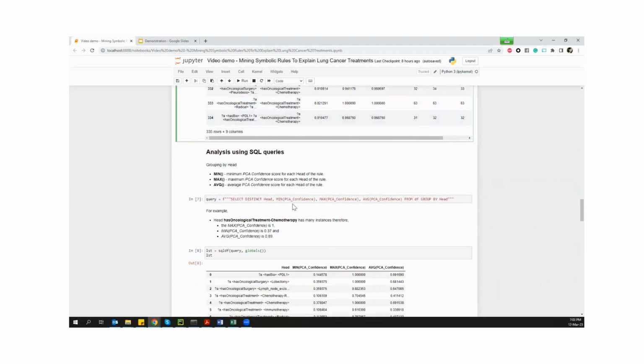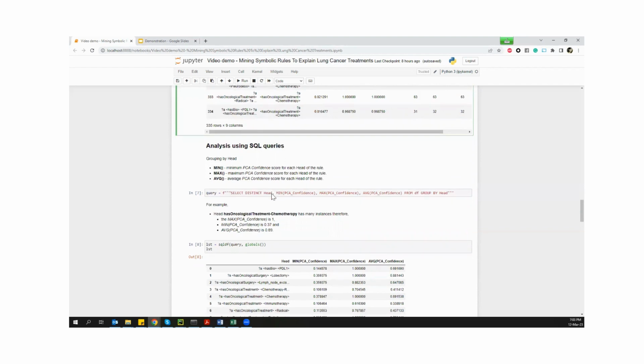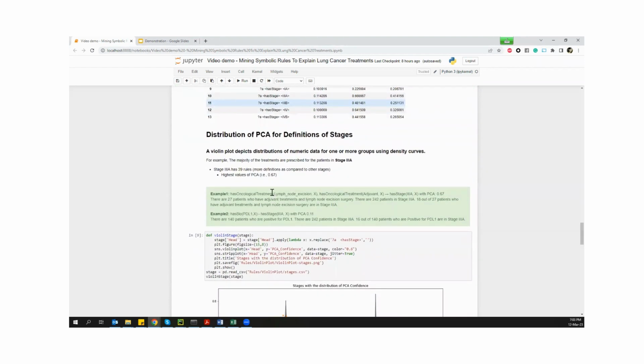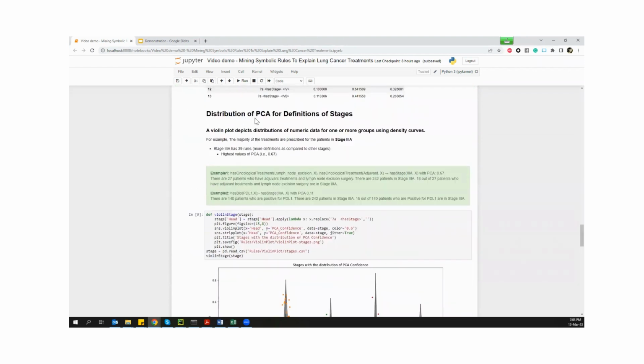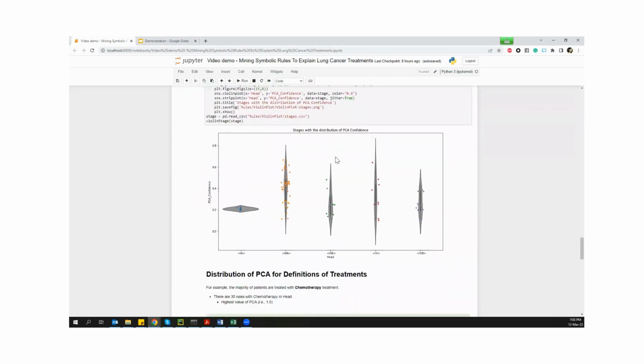Different types of analysis are performed over these rules in order to get meaningful insights from them. As you can see, distributions of the PCA confidence over the definitions of distinct heads appearing in the set of rules are given here. Various examples are shown.